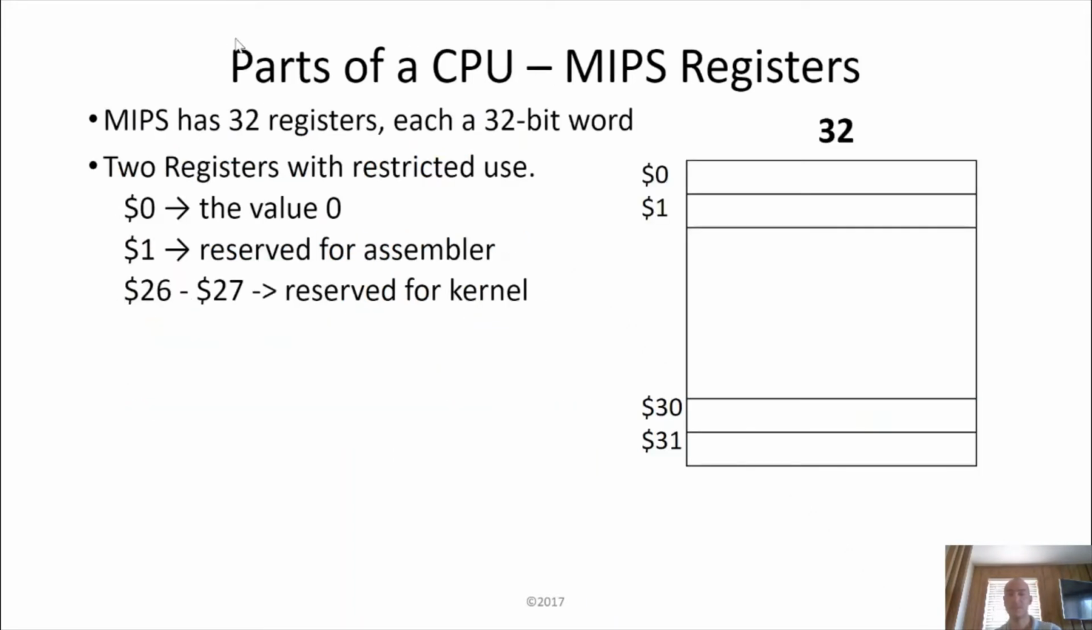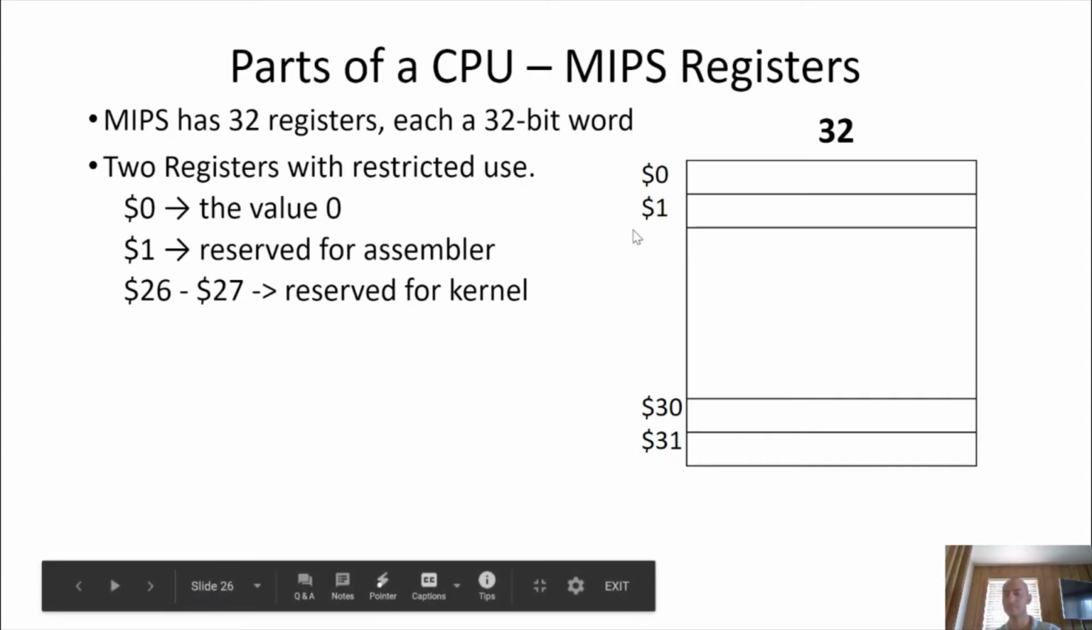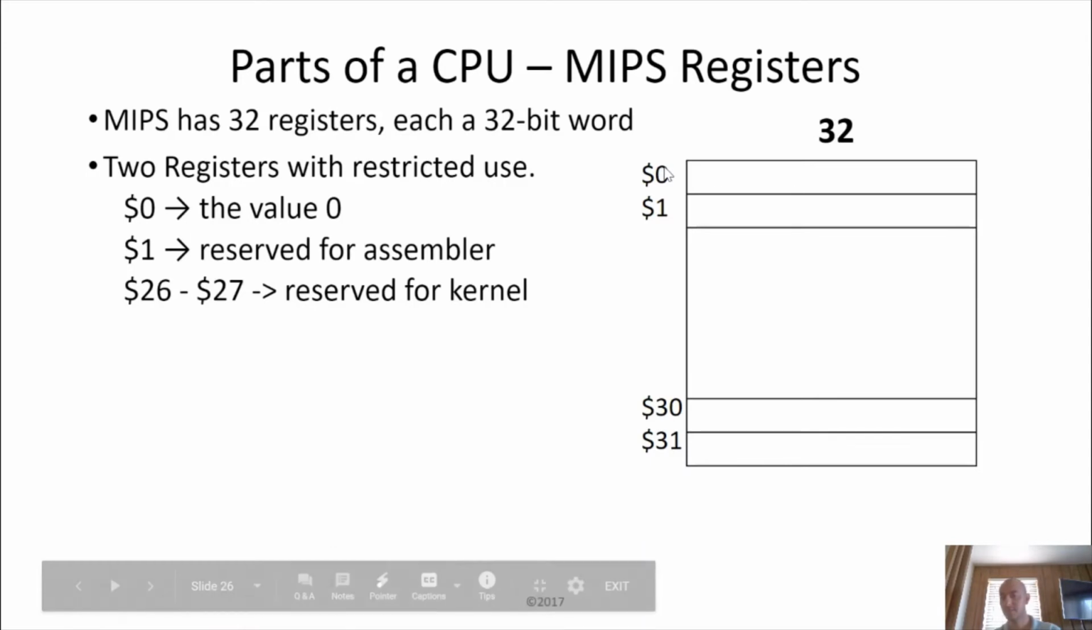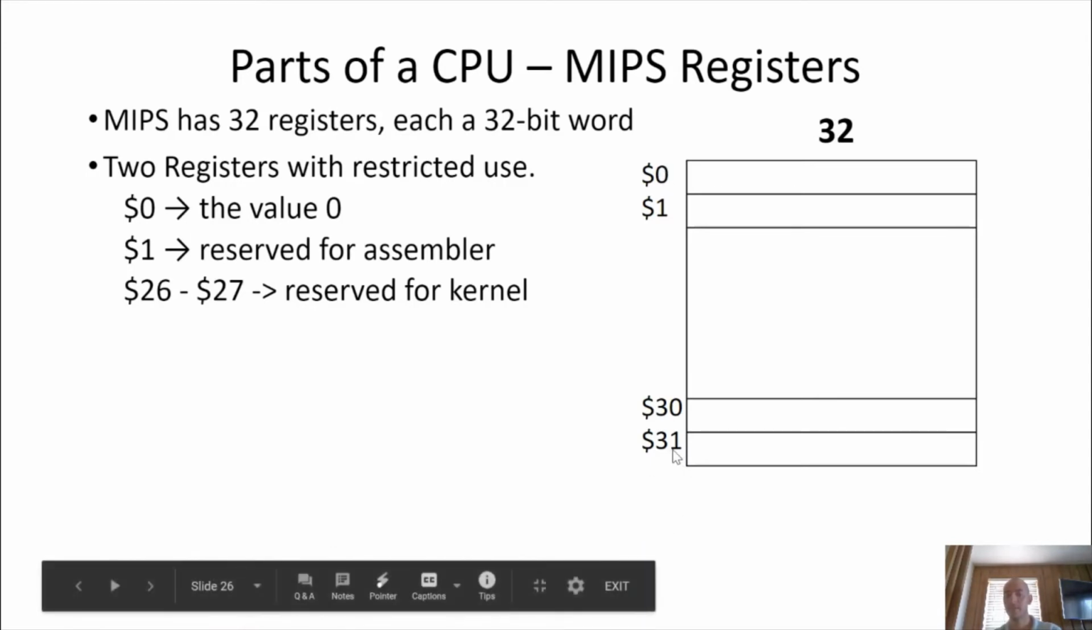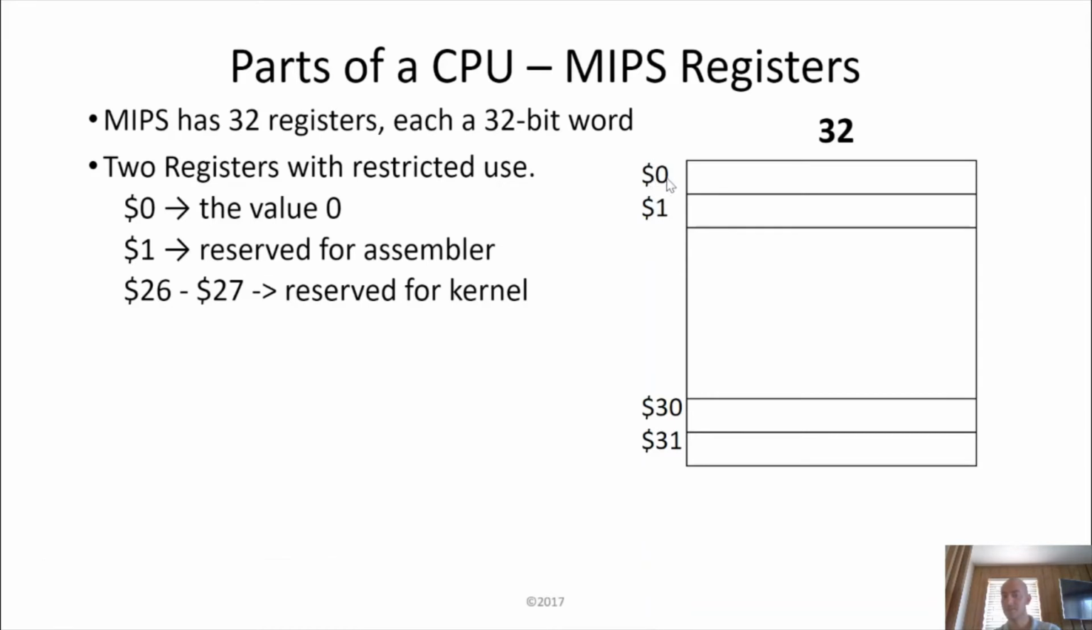On MIPS, so this is very specific to MIPS and what we are doing in this course, we have actually 32 different registers, and they are indexed from 0 to 31. So you can refer to them like that, and we always have the dollar sign, so it's $0, $1, and so on. But also you can refer to them with some names.